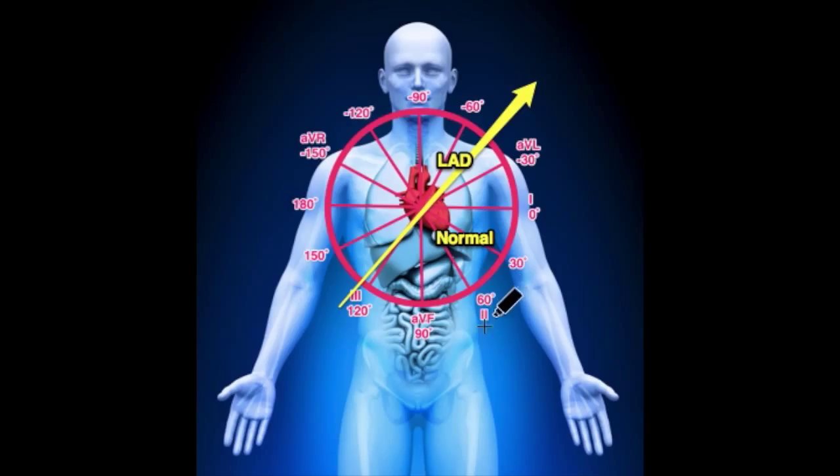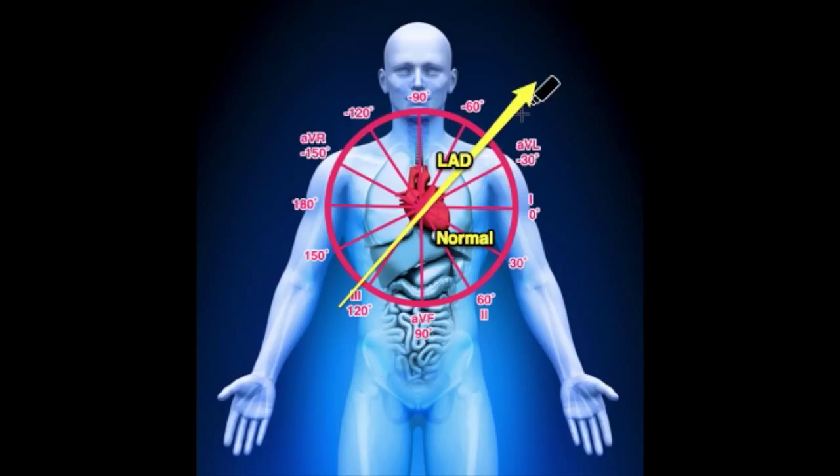So in the case of left axis deviation, you're going to have a nice positive wave deflection on AVL. And what's the lead that looks the opposite of it? What's the lead that's kind of looking in the opposite direction of your axis? Well, it's lead 3. So in the case of left axis deviation, lead 3 will be negative.